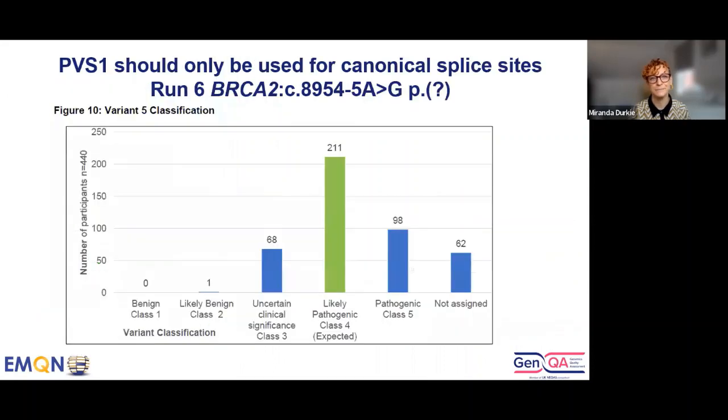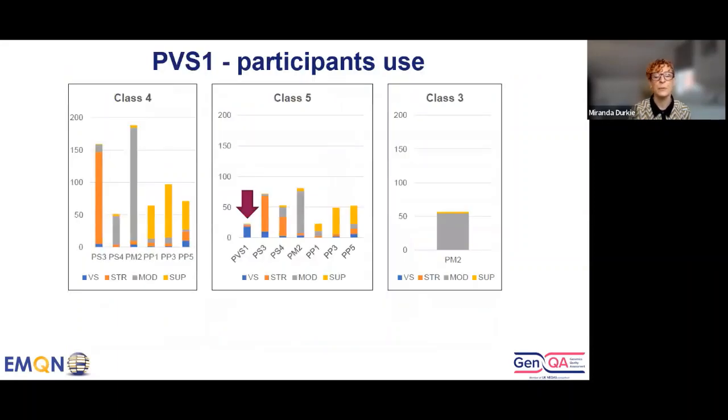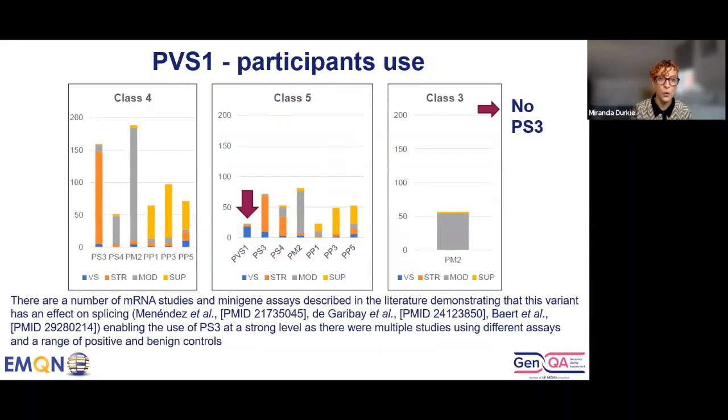Next slide, please. The other thing that participants sometimes get wrong is using PVS1 for the non-canonical splice sites. So here is an example, a -5 BRCA2 variant, and the majority have scored it as expected as class 4, but we still have quite a spread from class 3 to class 5. Next slide, please. And if we look at PVS1 use by participants, for the class 4, you can see correctly that participants have not used PVS1, but when you go to the class 5, many participants have applied PVS1, which should only be used for canonical splice sites.